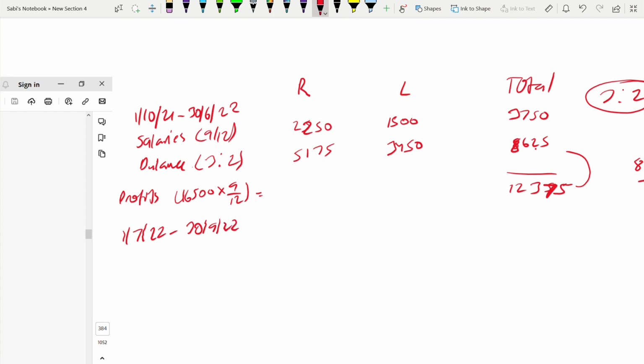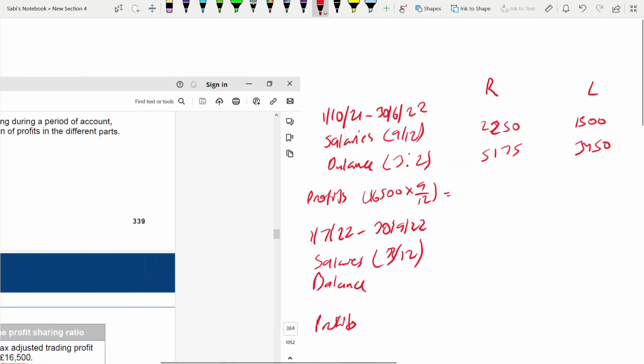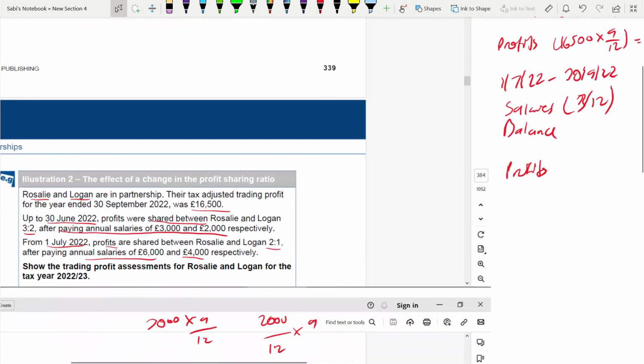Next, from 1st July, there was a change till 30th September. How many months? 3 months. Again, salary, only for 3 months you have to take, balance and profits. So salary was how much? 6,000 and 4,000. Remember, this you have to take for 3 months only.